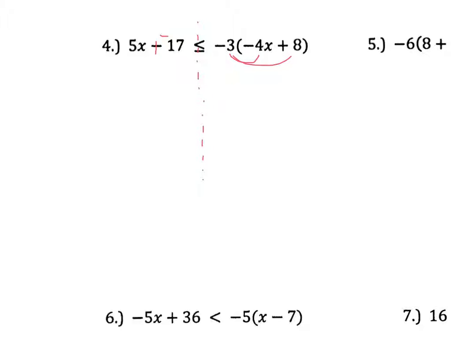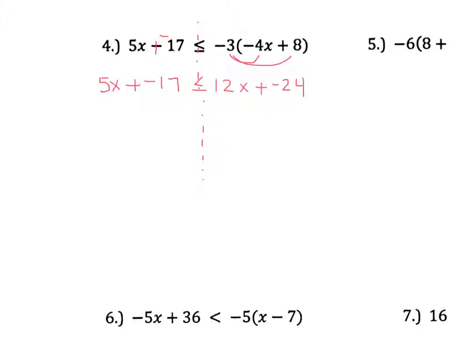Okay, here we go. 5x plus negative 17 is less than or equal to. On the other side here, I'm going to distribute negative 3 times negative 4x is 12x plus negative 3 times 8, negative 24.